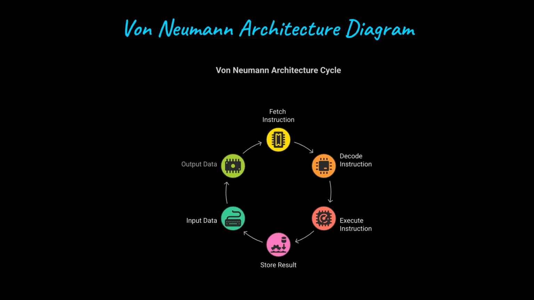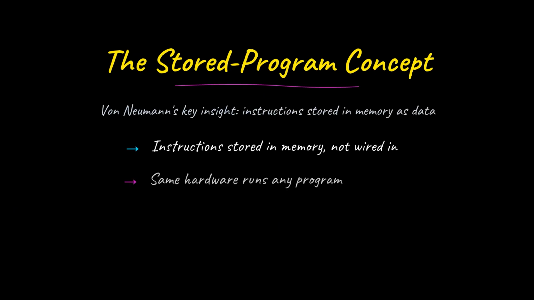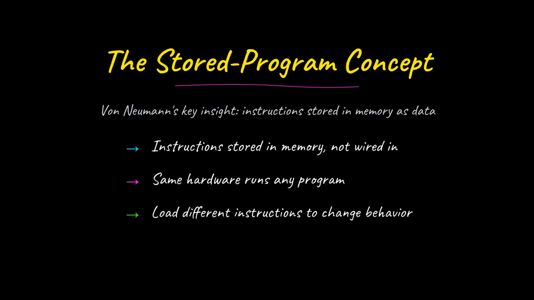The architecture has 5 parts: input devices, output devices, a CPU containing a control unit and arithmetic logic unit, and a single memory unit. All components are connected by shared pathways called buses. And crucially, both data and program instructions live together in that one memory. The defining insight is the stored program concept. Instructions are not physically wired into the machine but stored in memory just like data.